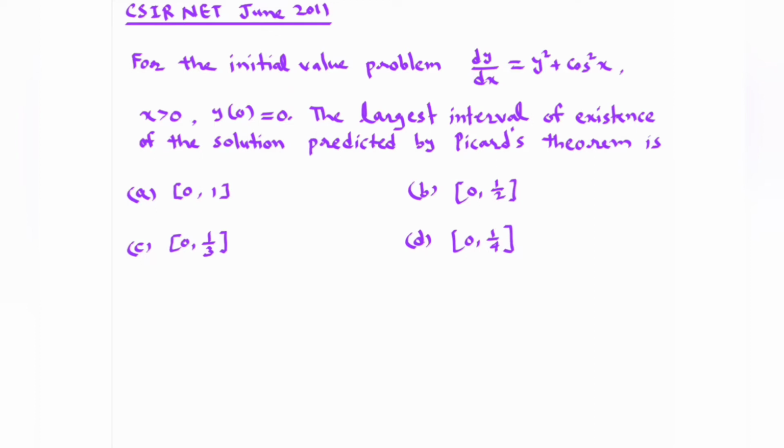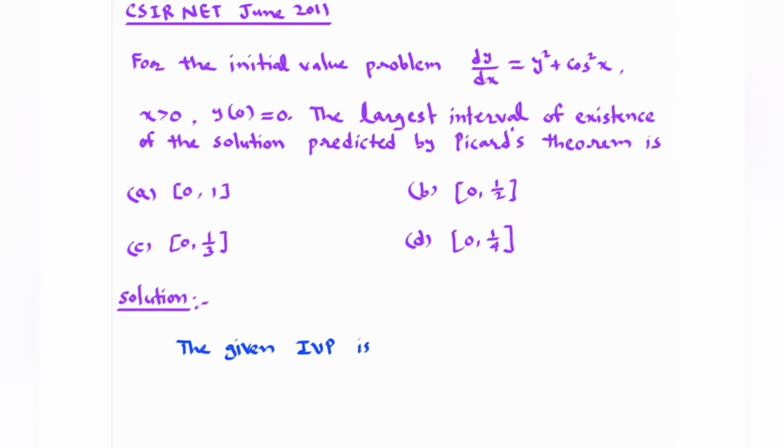So let's discuss the problem asked in CSIR NET June 2011. The problem is: for the initial value problem dy/dx = y² + cos²x, where x is greater than 0 and y(0) = 0, the largest interval of existence of the solution predicted by Picard's theorem is. So we have to find the largest interval of existence for the initial value problem. These are the options. So first we will find the bound M and then we will calculate the value of h.